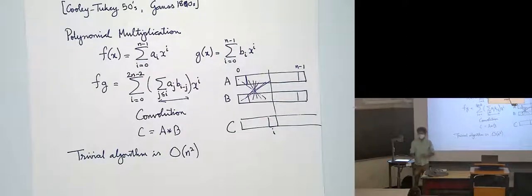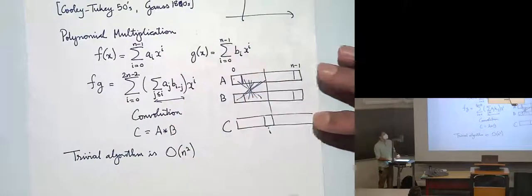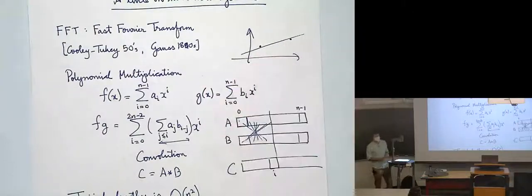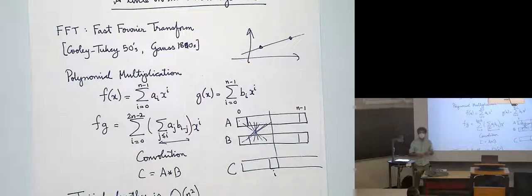Suppose there's a line, a linear polynomial. How many evaluations of the linear polynomial do you need to know what the line is? Two, right? If you have two points, two evaluations, then you know exactly what the line is. Suppose it's a quadratic, then how many do you need? Three. Why three?